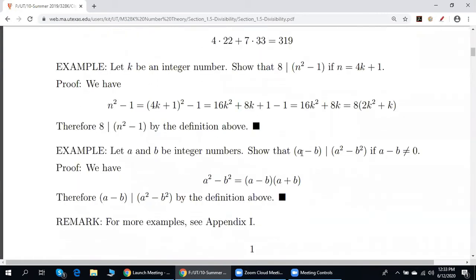Similarly, in order to show that a minus b divides a squared minus b squared, where a and b are integers and a minus b is not equal to 0, we just observe that by algebra a squared minus b squared is a minus b times a plus b. So a squared minus b squared is a minus b times an integer. Therefore, a squared minus b squared is divisible by a minus b.